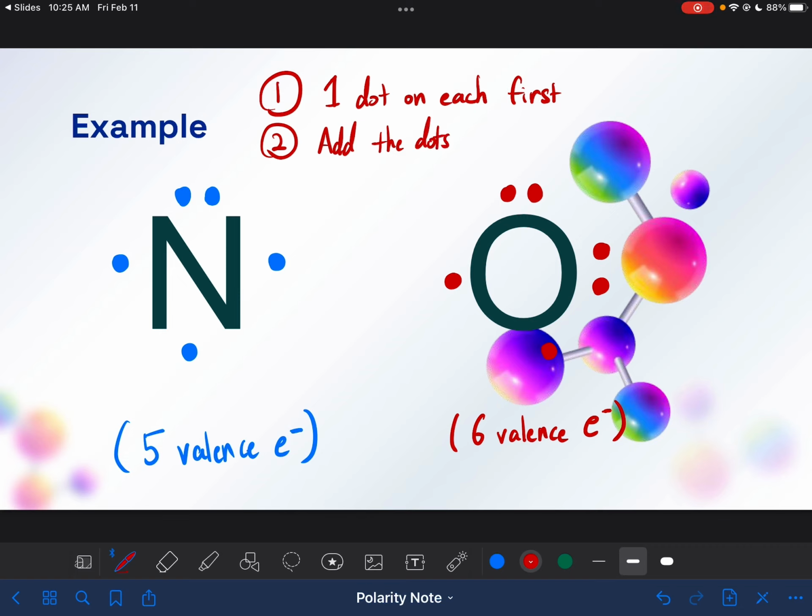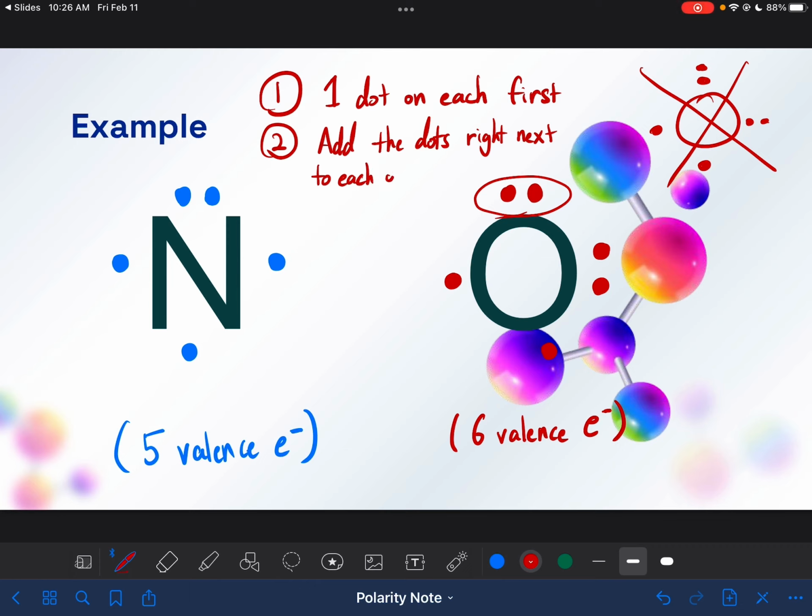Now where would you put the dots? Some of you, if I didn't show you this example, might have written it like this, which is possible. However, you must make sure that the dots are right next to each other towards the central atom, or to the center. So add the dots right next to each other, not on top, not on bottom, but right next to each other. And that's your basic information about valence electrons or Lewis dot structure.